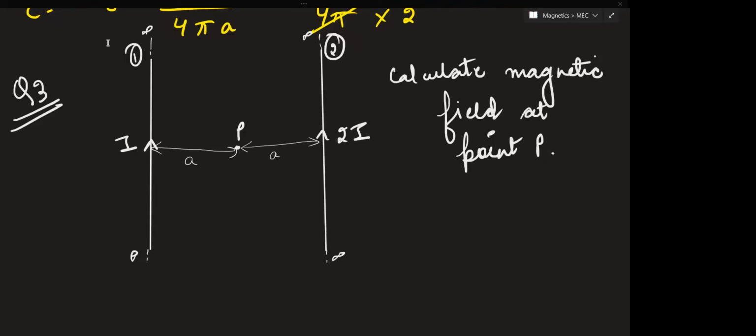Yes, Krishna, only your answer is correct. So only Krishna has submitted the correct answer. No, Sarah, not in this way. B1, B2, you have to calculate the net magnetic field now. So no need to write B1 and B2 separately. B1 you have calculated, B2 you have calculated. Now calculate the net magnetic field at point P.